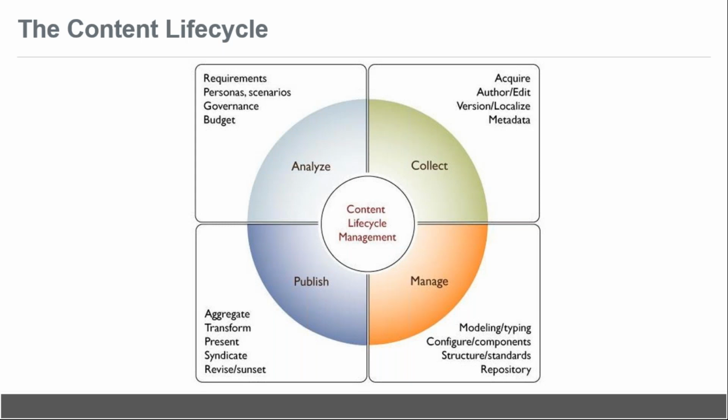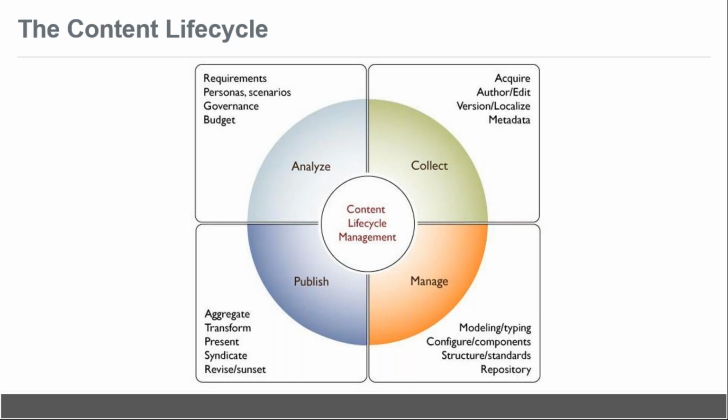So, we have content typing or content modeling. If you're using DITA, for example, you've got the content types right there. But for a lot of other projects, you don't have content types, so you have to create them. You have to configure it. You have to figure out what kind of a repository it's going to go into. You have to figure out which standards you're going to use. And then you have to think about publishing.